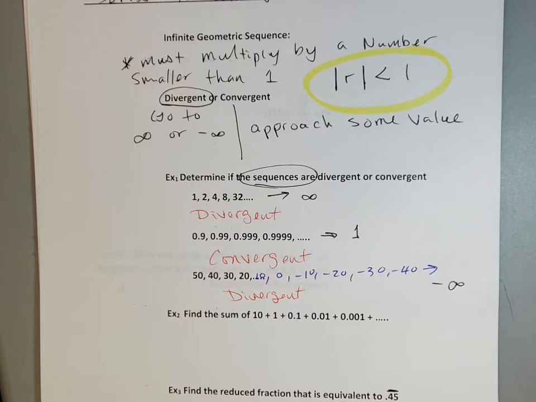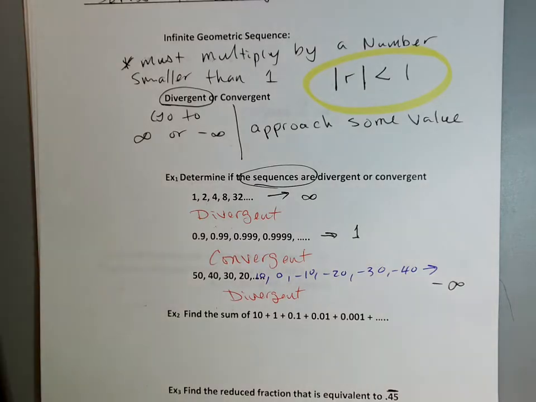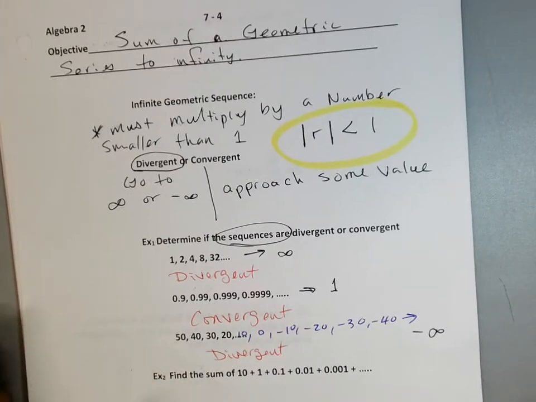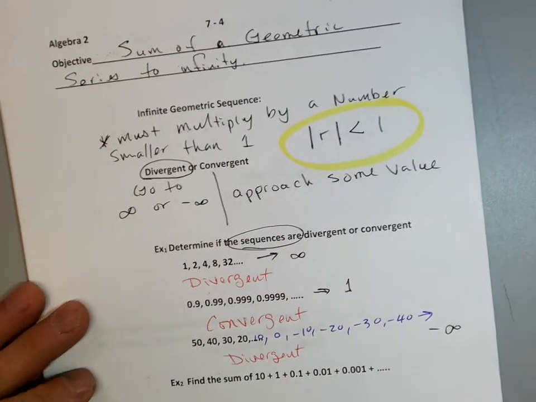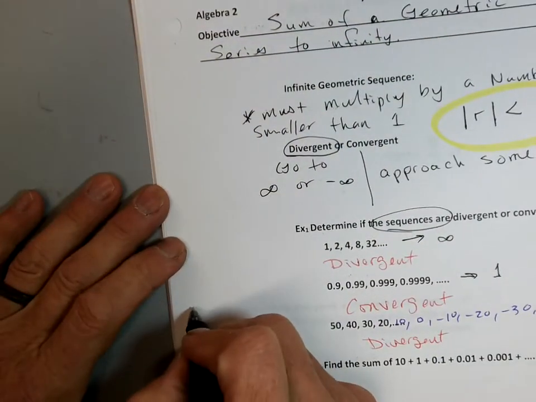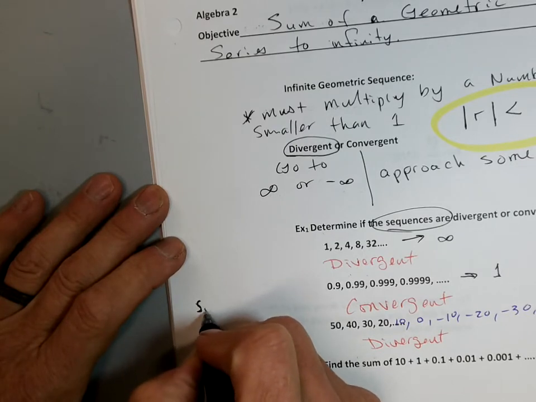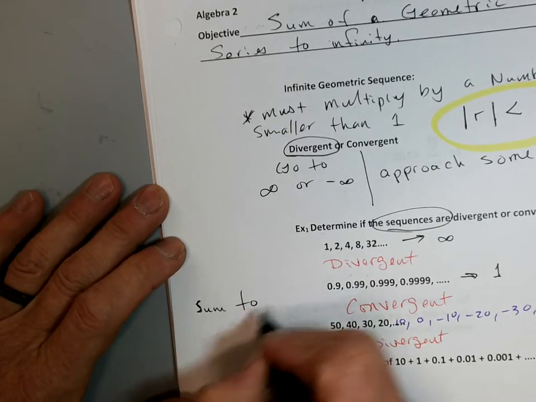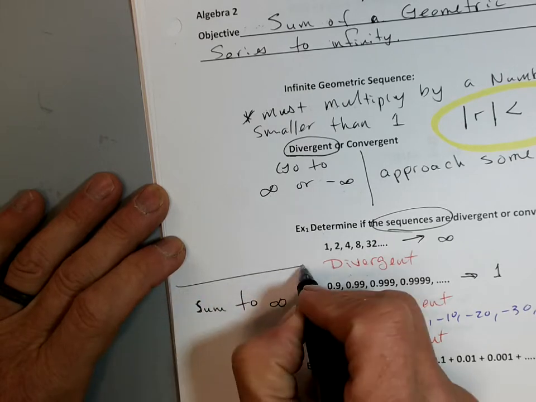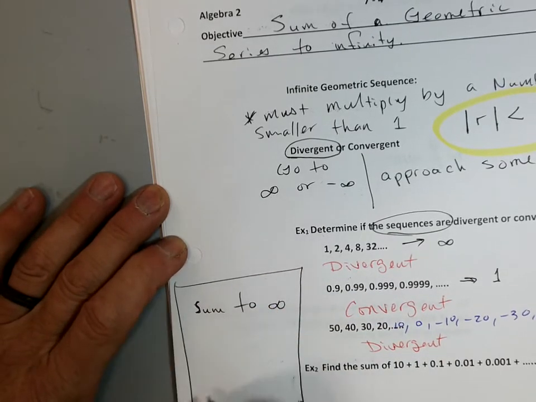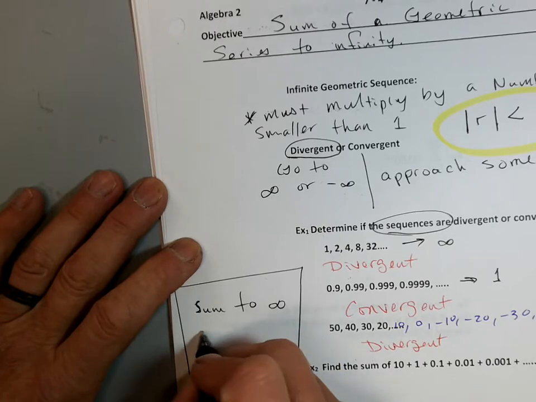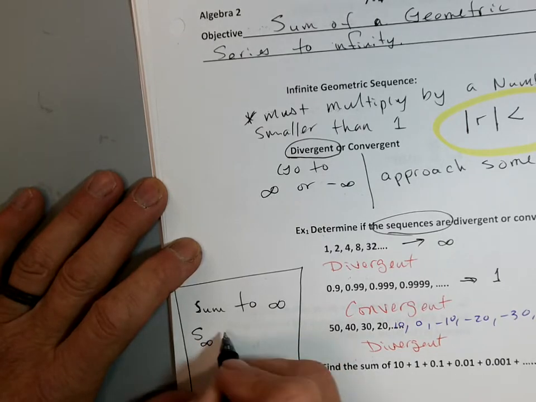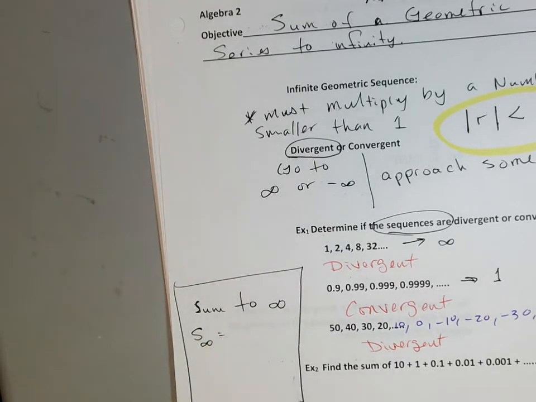So we need a formula, okay? So here's our formula. Let's write this down. Let's put our formula down right here off to the side. So the sum to infinity, and I'm going to put a box around it. It is S of infinity. And I like the little infinity symbol there, okay? And I'm going to put it also on the board over here. It has to be geometric. S to infinity, okay, equals, all right?